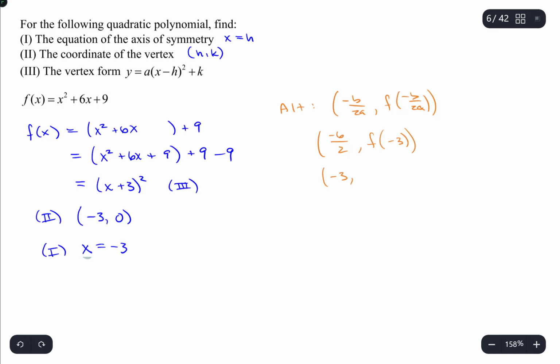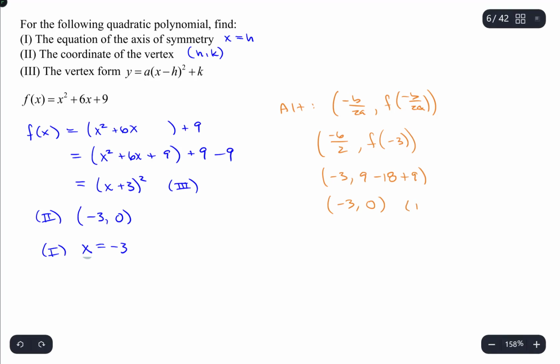So this would be negative 3, and then negative 3 squared is 9. Negative 6, or 6 times negative 3, is negative 18, and then we have a plus 9. So this becomes negative 3 and 0.